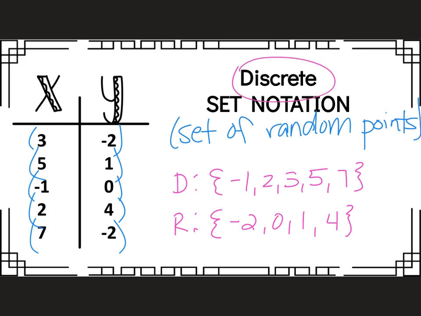So discrete means that it is a set of random ordered pairs. So if we were to graph it, it would just be points all over a graph. No lines, nothing like that. So this would be discrete.